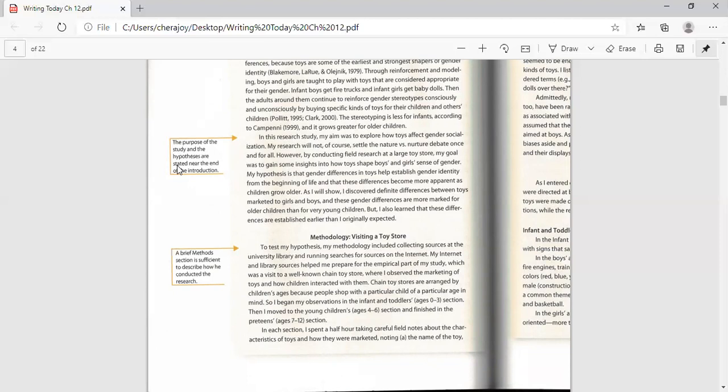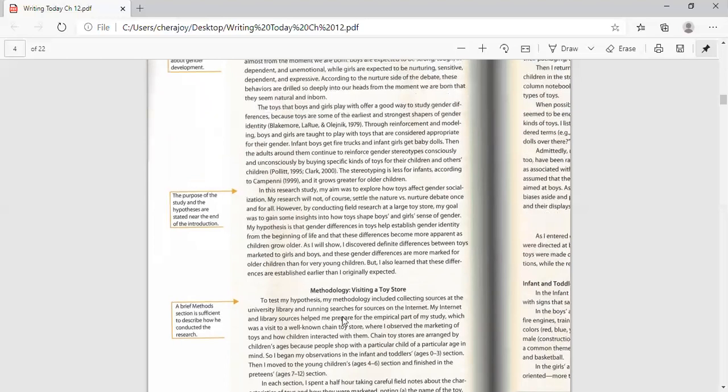So he says, in this research study, my aim was to explore how toys affect gender socialization. My research will not, of course, settle the nature versus nurture debate once and for all. However, by conducting field research at a large toy store, my goal was to gain some insights into how toys shape boys and girls' sense of gender. My hypothesis is that gender differences in toys will help establish gender identity from the beginning of life, and that these differences become more apparent as children grow older. So this is what he was expecting to find out. He goes on to elaborate on that, but we can see what he initially expected.